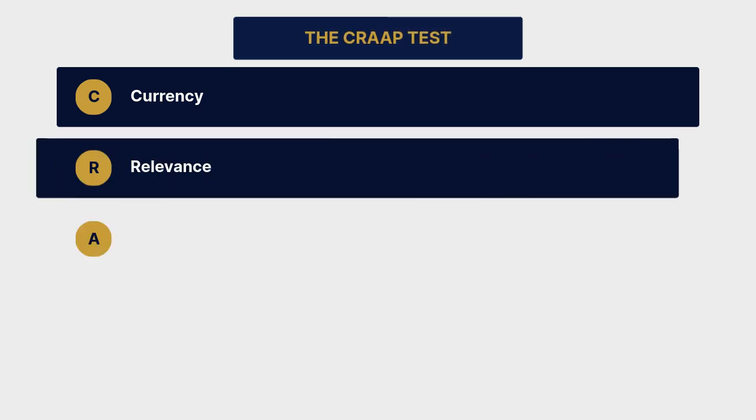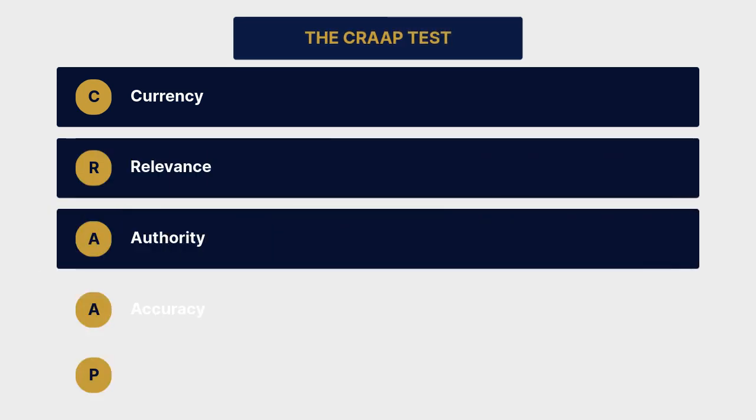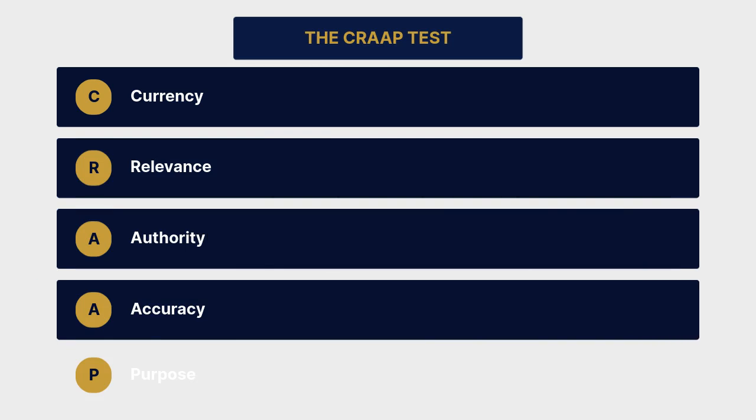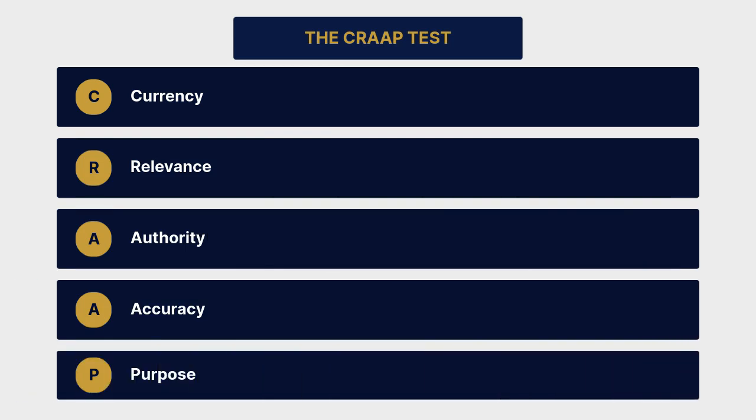Now that you know the 5 elements of the CRAAP test, currency, relevance, authority, accuracy, and purpose, you have a powerful framework to evaluate any source of information.